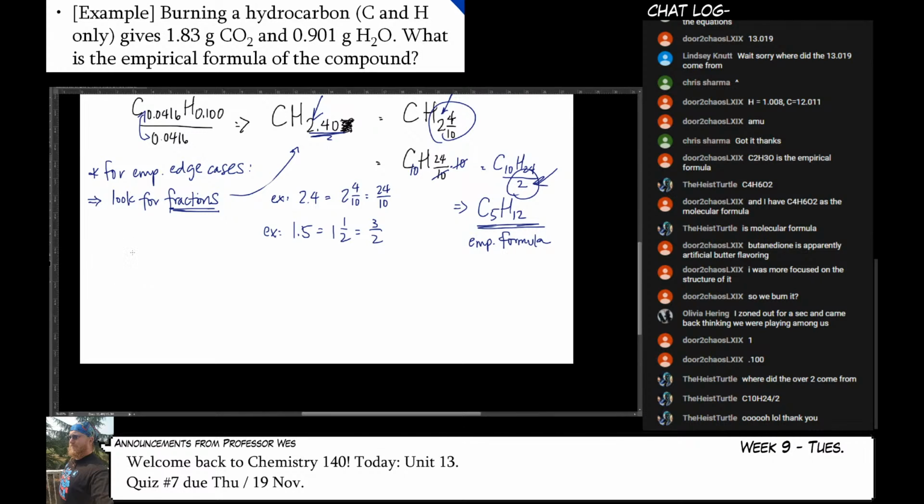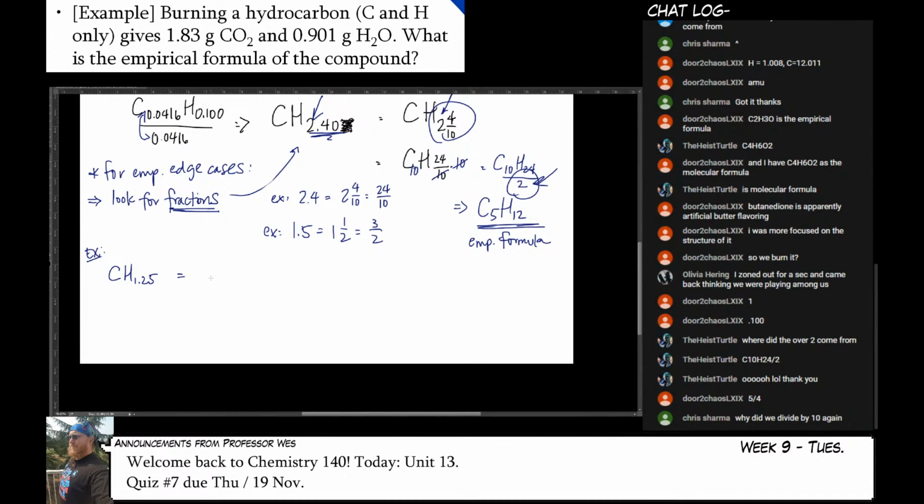So let's suppose you got this as your empirical formula. What fraction would you represent the H as? Like, what is 0.25? That'd be 5 over 4. Yeah, very good. CH 5 over 4. I could clear that fraction by multiplying both numbers by 4. And that would be my empirical formula.